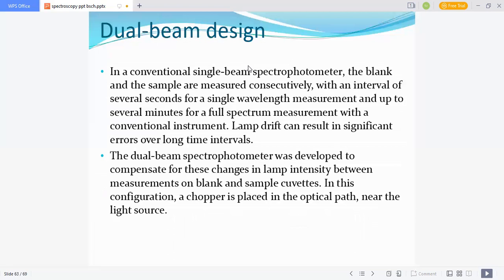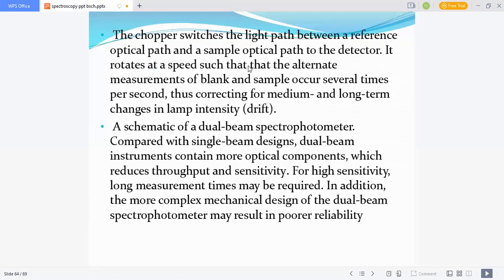In a conventional single beam spectrophotometer, the blank and the sample measurements are separated by several seconds for a single wavelength measurement and up to several minutes for a full spectrum measurement. With a conventional instrument, lamp drift can result in significant errors over long time intervals. The dual beam spectrophotometer was developed to compensate for these changes in lamp intensity between the measurements on blank and sample, by properly placing the optical chopper near the light source. Move to next slide.